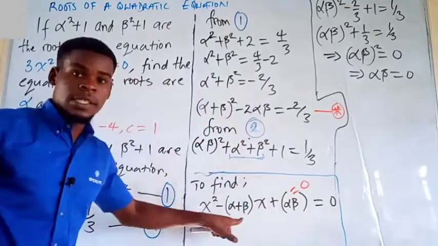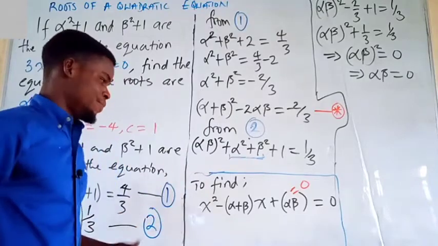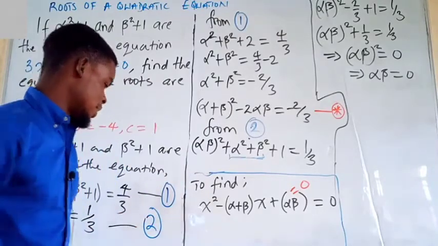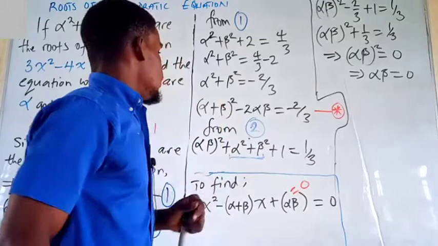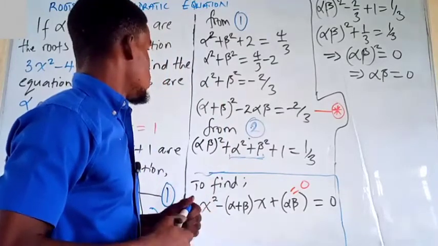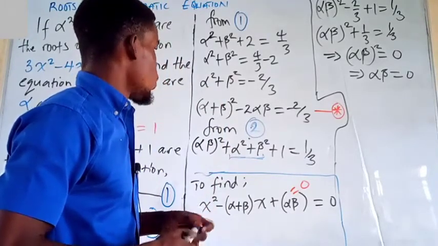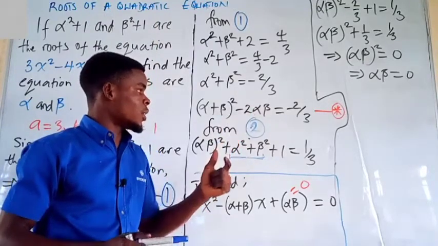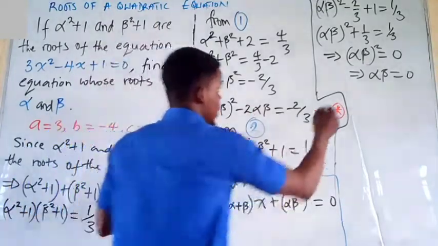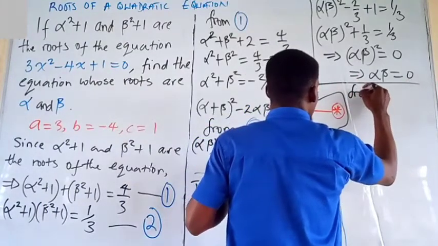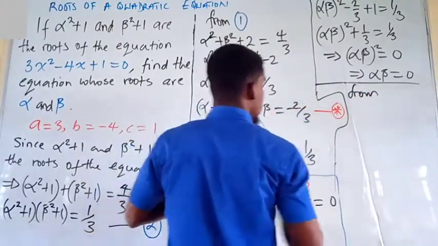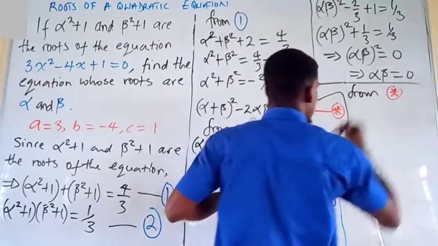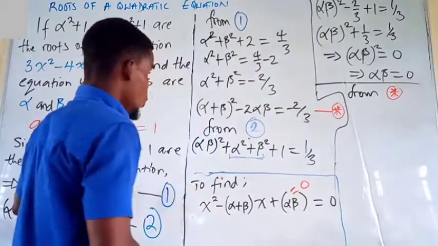So we just need to get their sum. This question is very, very interesting anyway. For the sum of the two roots, we can get that from this star, the one that I started over here. Let me just put it down from star, and I circled it.